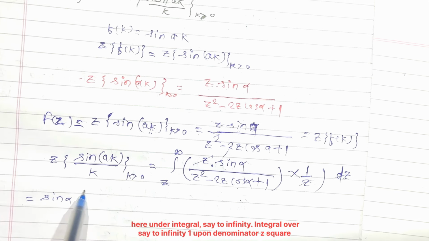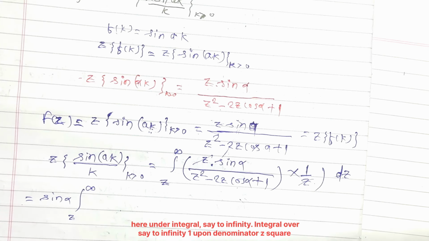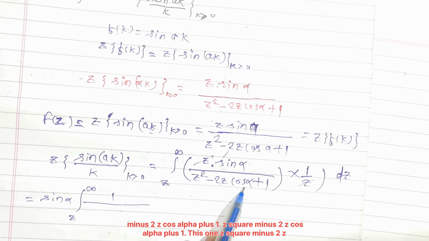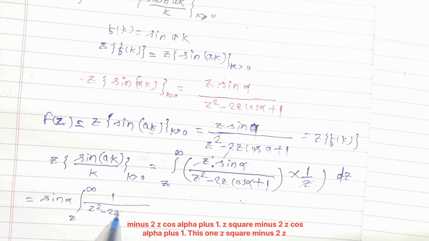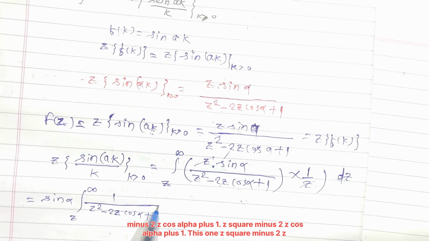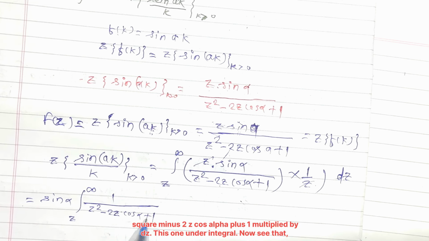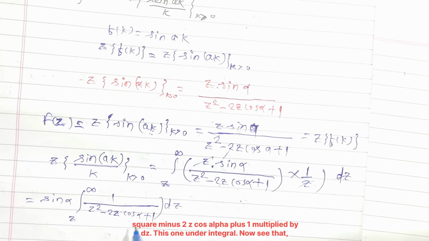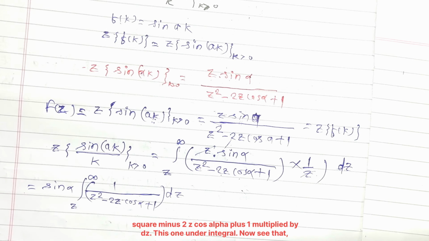Sine alpha outside, and under the integral from z to infinity, 1 upon the denominator z square minus 2z cos alpha plus 1, multiplied by dz.